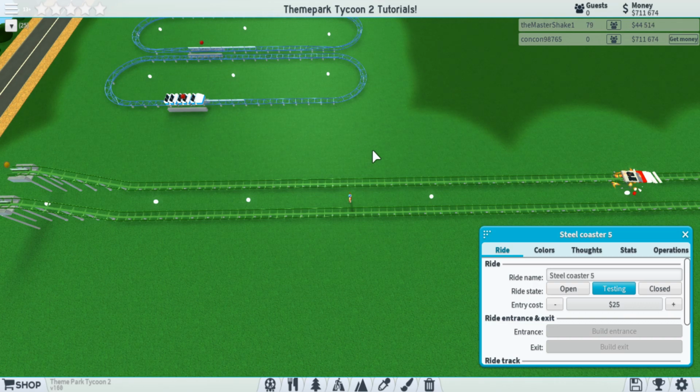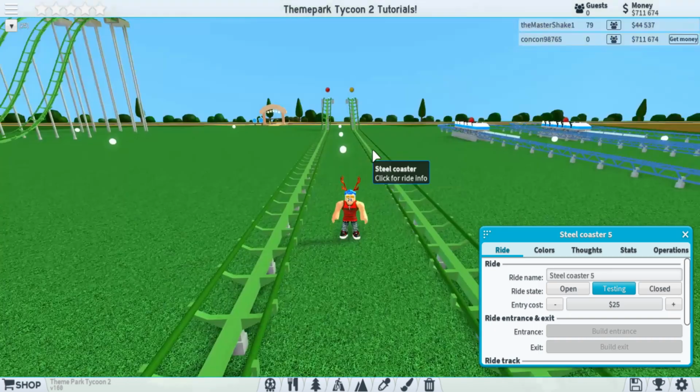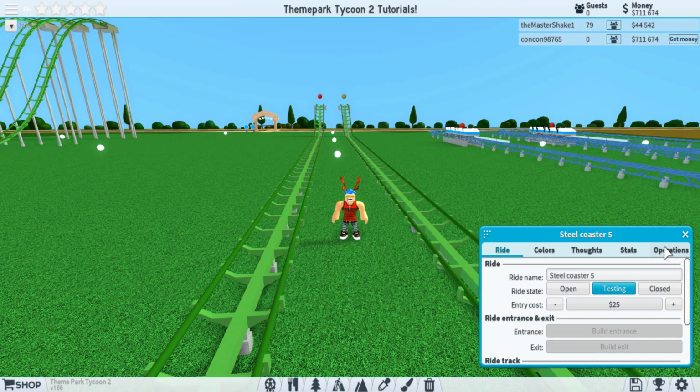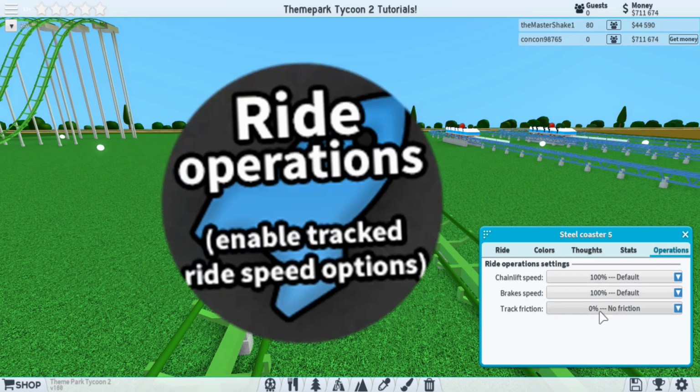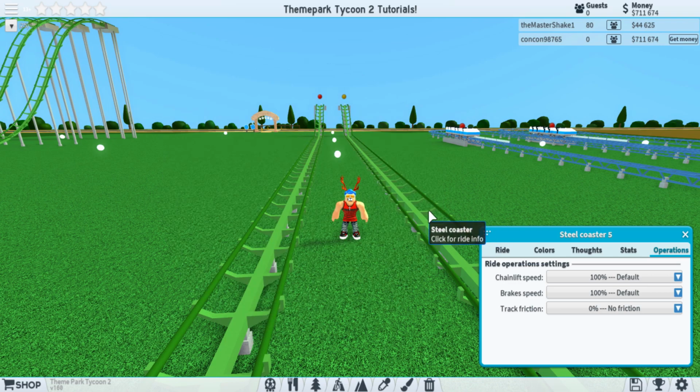So you need to keep that in mind, especially when it's going up a hill and it may not have enough speed to it. One way to overcome this is simply by, like I said, getting this game pass to let you set no friction, which can be pretty helpful in my opinion if you're really into coaster building.